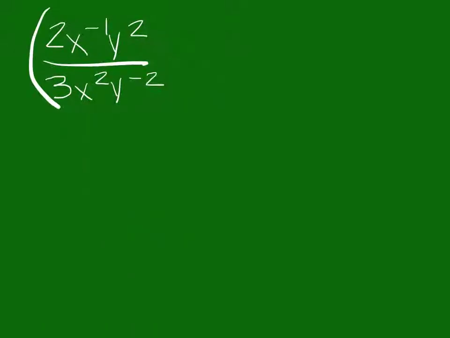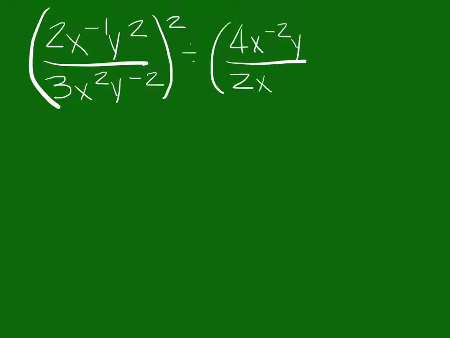In this example, we're going to have 2x to the negative 1 y to the 2nd over 3x to the 2nd y to the negative 2. All of that to the 2nd power and divided by 4x to the negative 2y over 2x squared y to the 3rd. All of that to the negative 2 power.